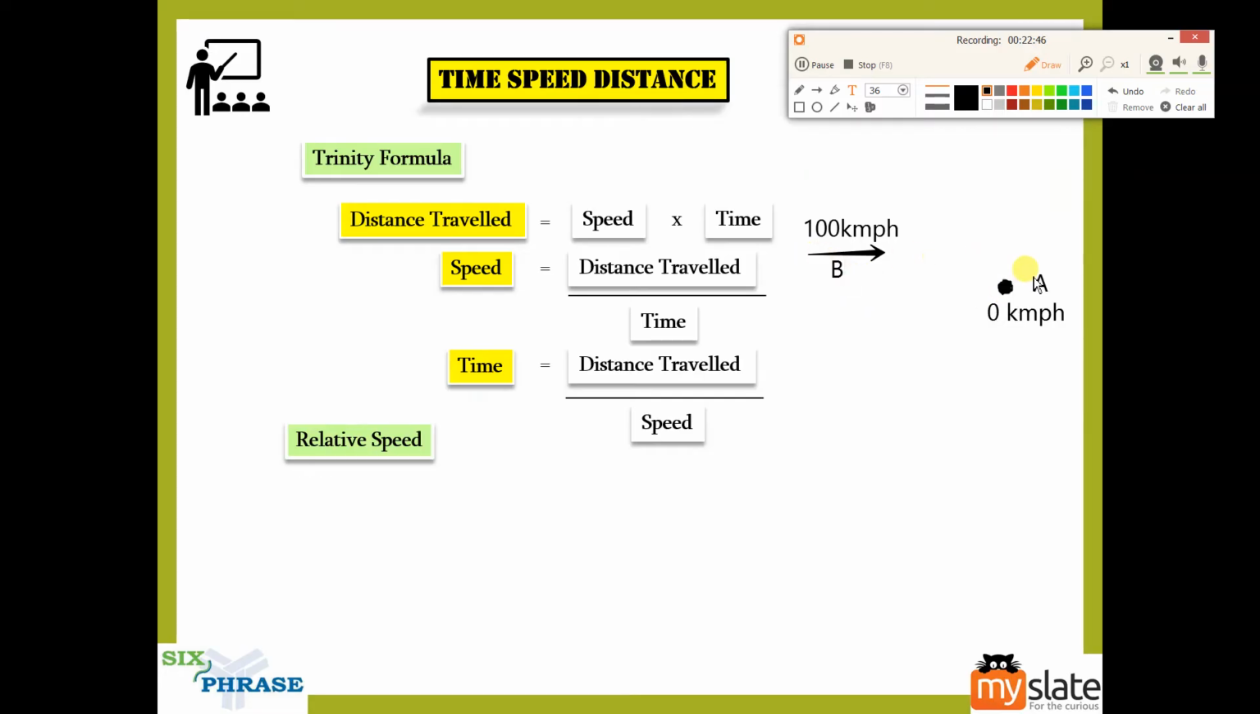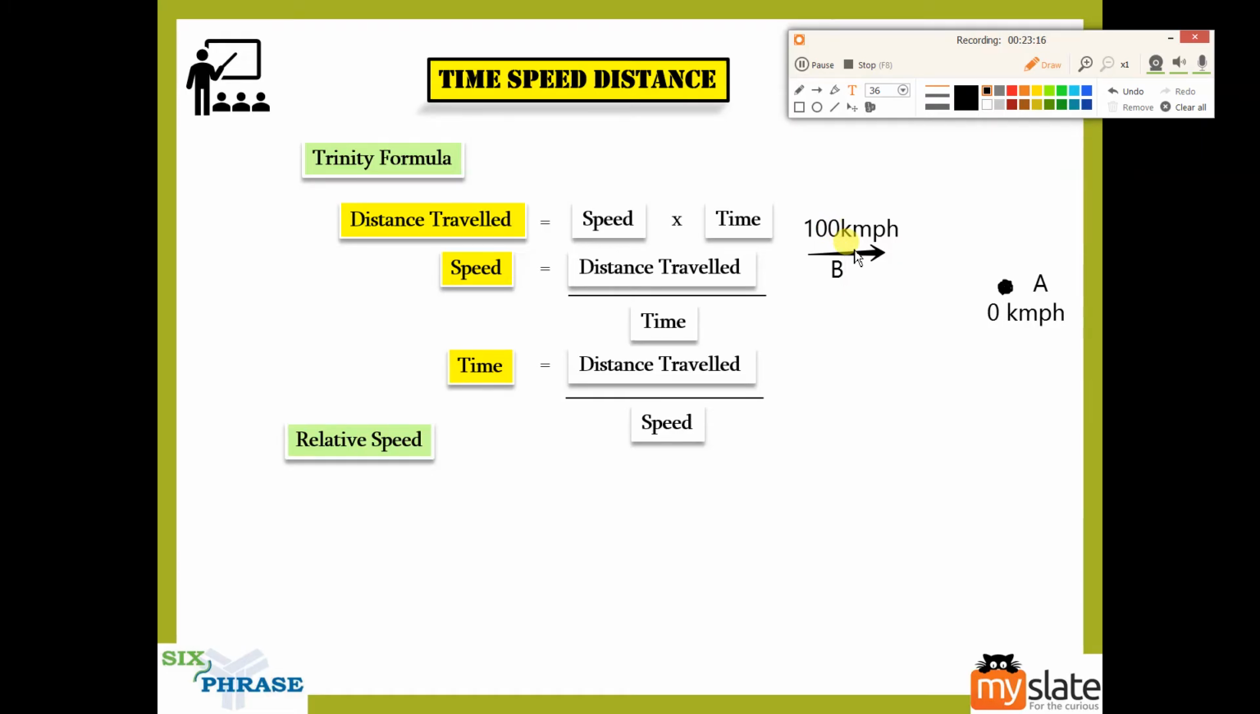Now you are going this way. According to you, when he passes you, or even when he doesn't pass you, when he comes here, you will have a good look at him, right? So what do you think will be the speed of this guy from A's perspective? What will be the speed of B, guys? Because A is stationary, it is just 100.